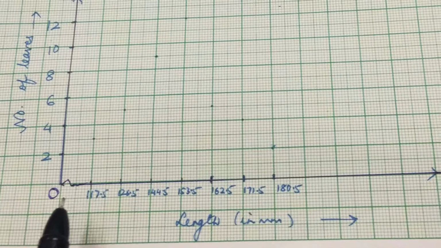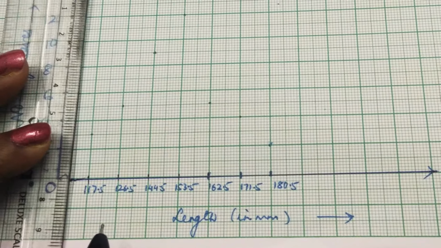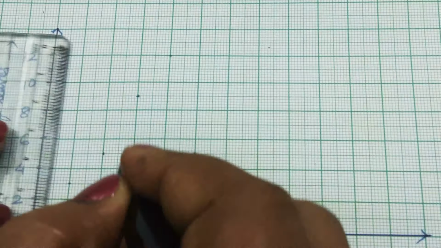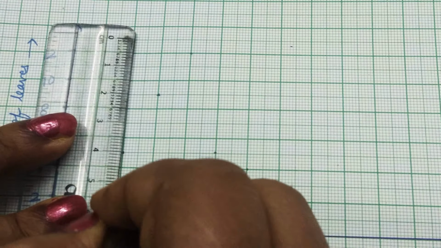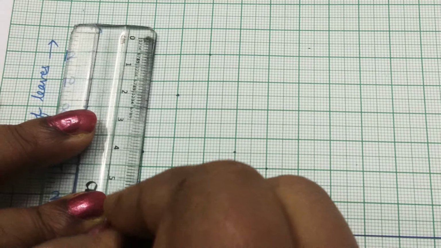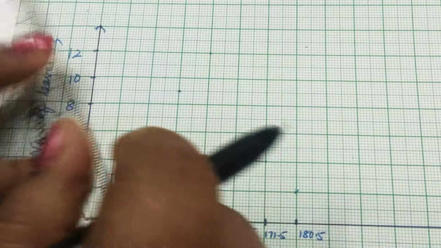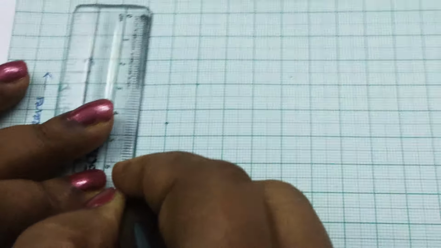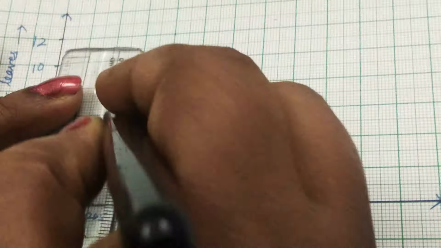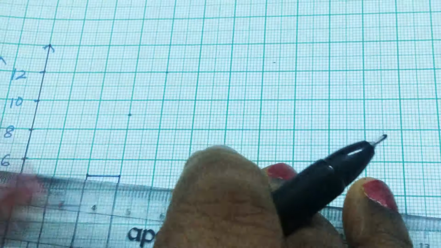So the first frequency given is 3, for 117.5 to 126.5, it is 3. So let us draw 3. See, I am using a pen here, but you have to use a pencil, remember this. So here it is 3, then comes 5. Next is 5. So we will draw 5. It is a continuous class interval, so the rectangles will be attached to each other.